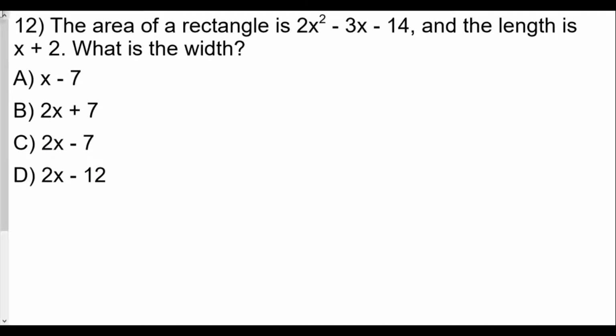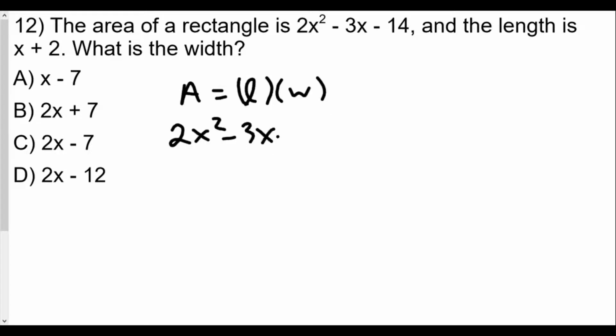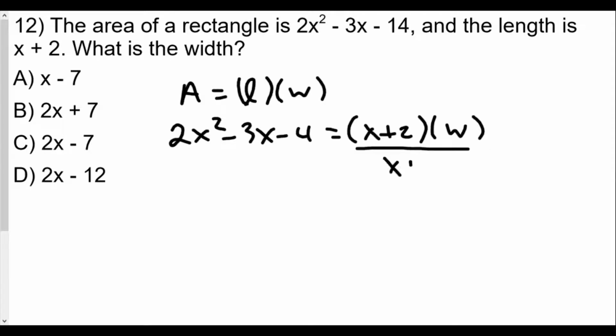Number 12, the area of a rectangle is 2x squared minus 3x minus 14, and the length is x plus 2. What is the width? I had to make adjustments, ladies and gentlemen, on the actual sheet. I had some errors here, so I had to readjust them also. So here we go. We know that the area of a rectangle equals length times width. And so we have the area is 2x squared minus 3x minus 14, and that's equal to x plus 2 times the width. To find the width by itself, we could divide both sides by x plus 2.